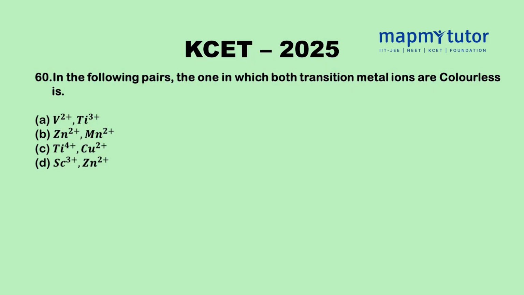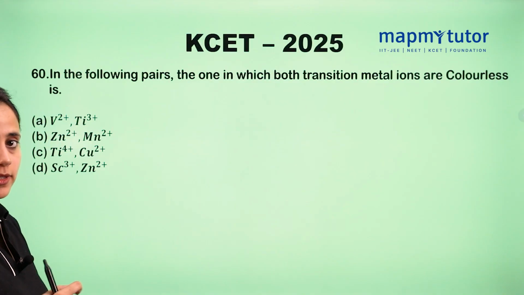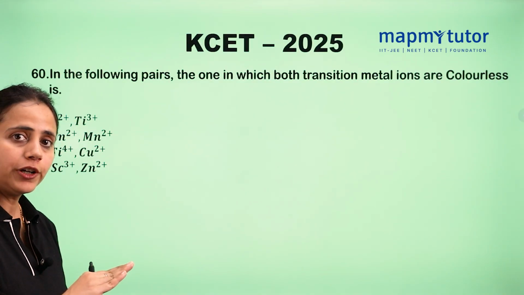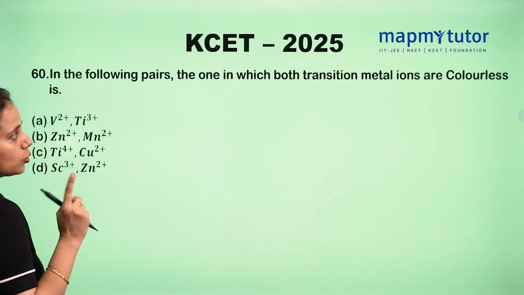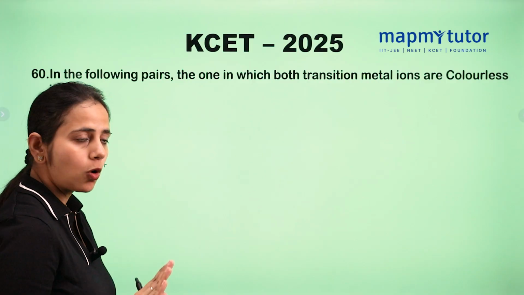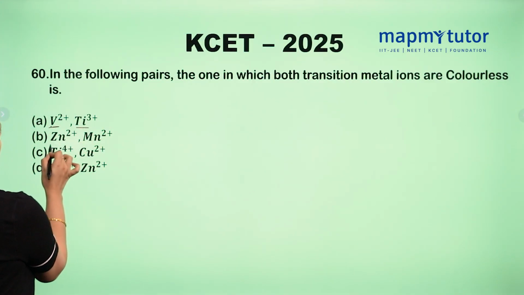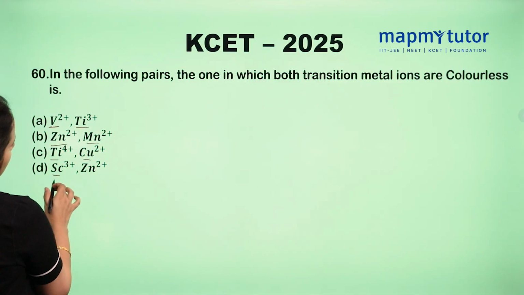Let's see the last question. In the following pairs, the one in which both transition metal ions are colorless is? Which metal ions will be colorless? Those where the electronic configuration is either fully filled or zero filled. So in this case, let's see. You must know the electronic configuration for all the transition metal ions. Let's try. Here it is vanadium, titanium, zinc, manganese, titanium, copper, scandium and zinc.